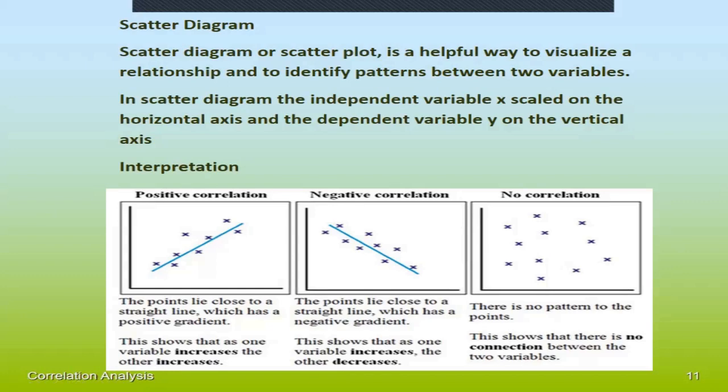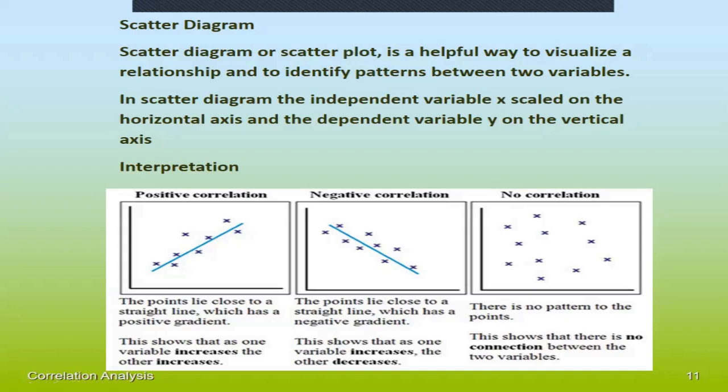It just follows the shape. It is going upward, positive correlation; going downward, negative correlation; and if there is no pattern, you cannot find a trend, all the values are scattered, that is called no correlation. So it will be clearer from a practical example. So I put some examples for you. Let us see how we can interpret from the scatter diagram.